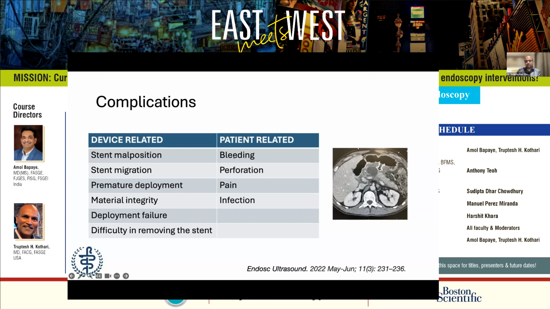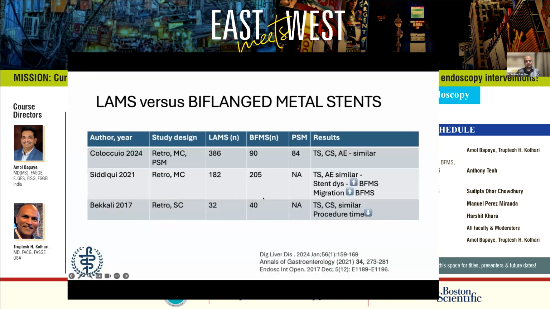But the more important are the patient-related complications. And one dreaded complication is, of course, bleeding. Because you can understand that the splenic artery lies at the bed of the stomach, and there's a high risk that when the fluid cavity decompresses, the stent tends to irritate the splenic artery, and there's a high risk of formation of splenic aneurysms and bleeding. And these bleedings can be life-threatening. Of course, other complications include perforation, pain, and infection because of the stent blockage per se.